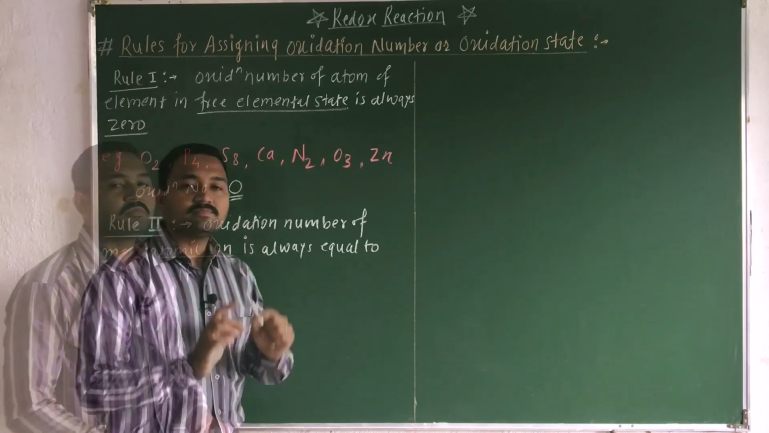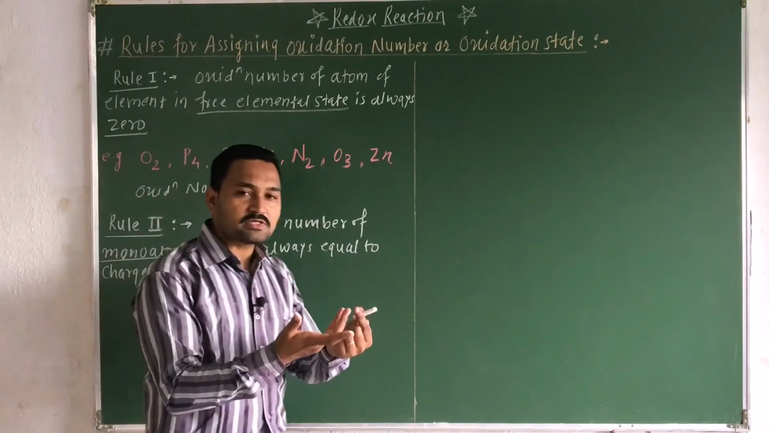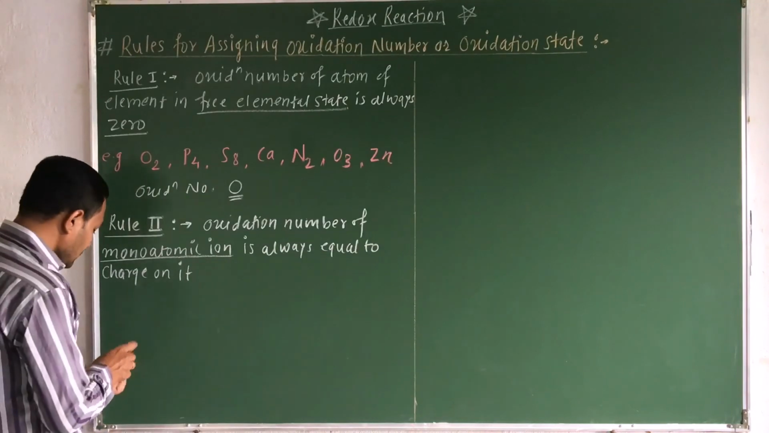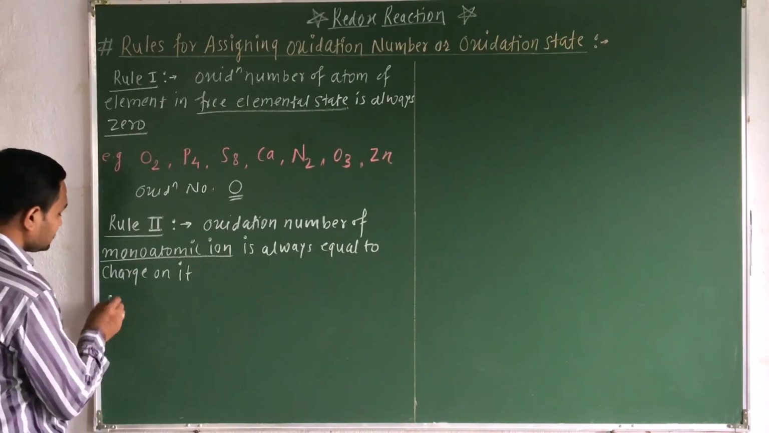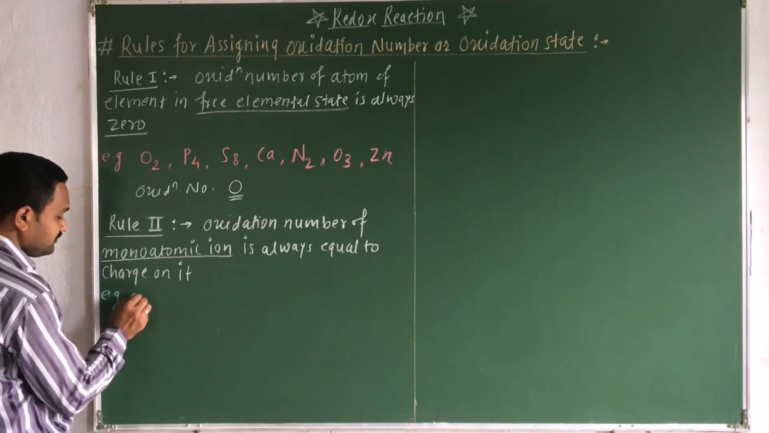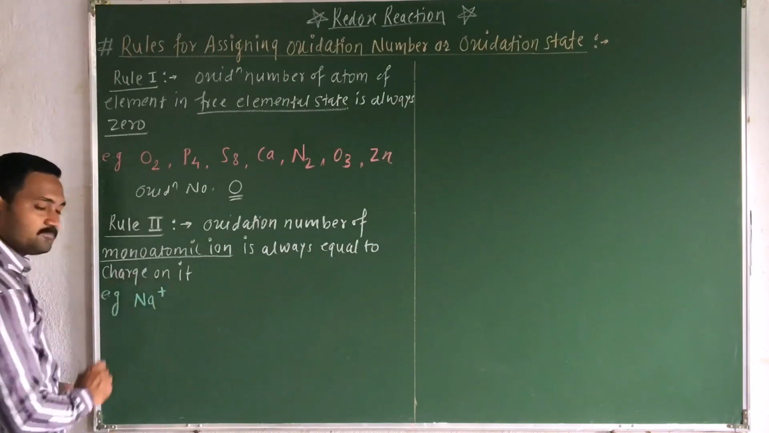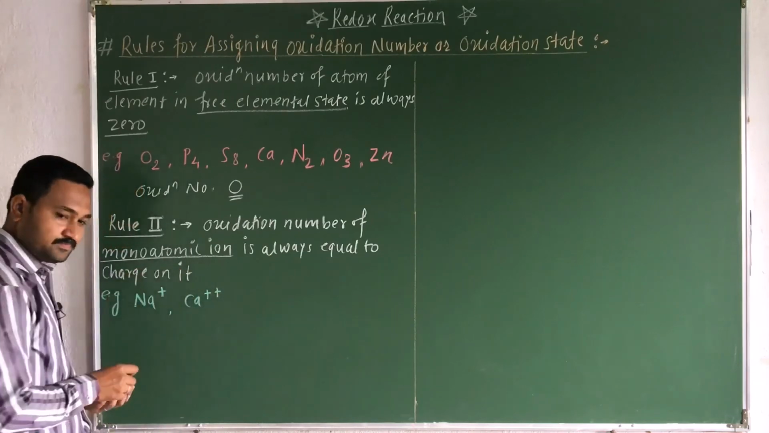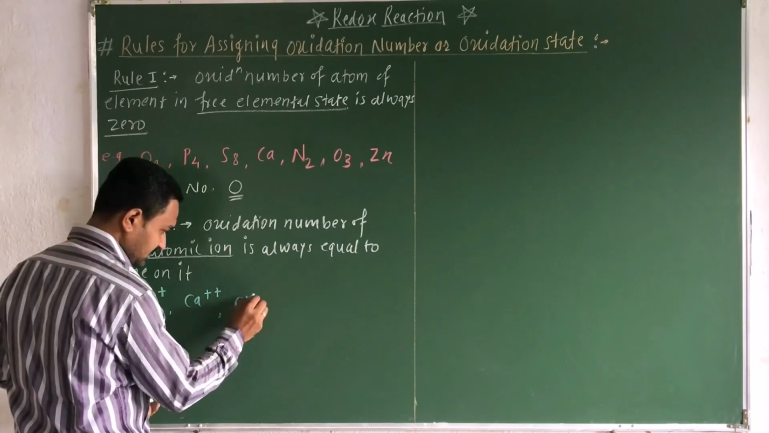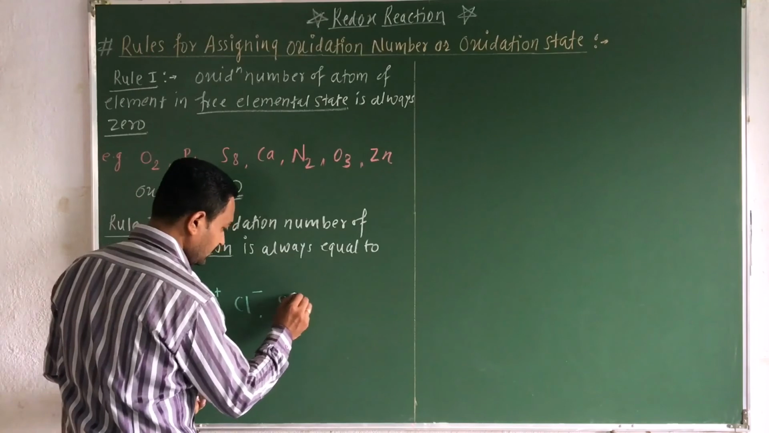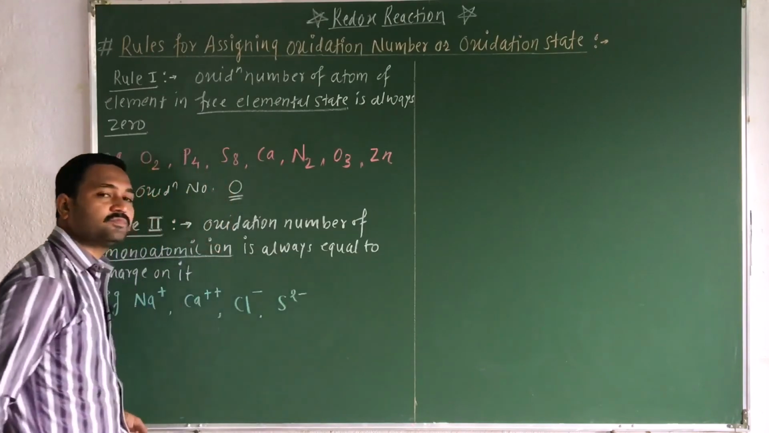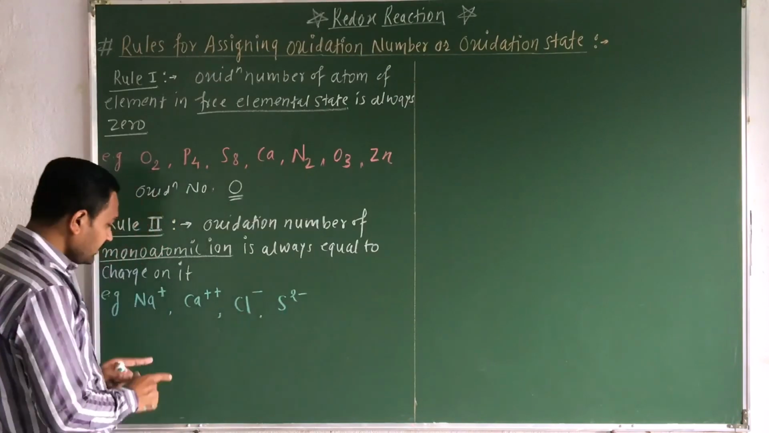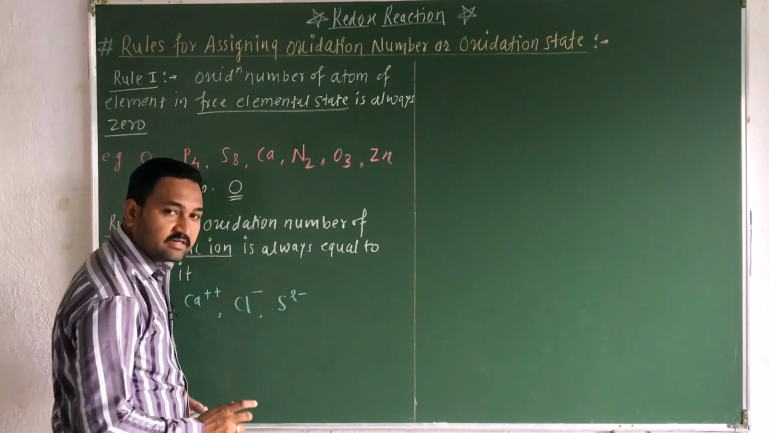Here I am using the word monoatomic ion. You know what monoatomic means: a single atom having either a positive charge or a negative charge. That is nothing but a monoatomic ion. Now let us consider examples: Na+, Ca2+, Cl-, S2-. These are monoatomic ions.